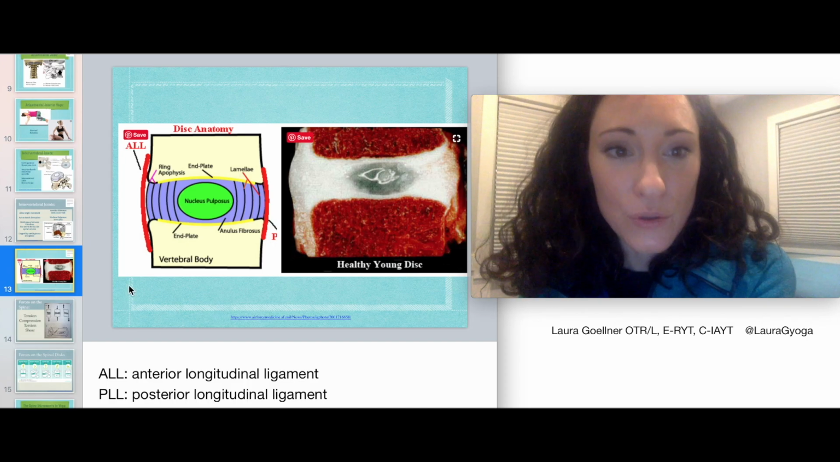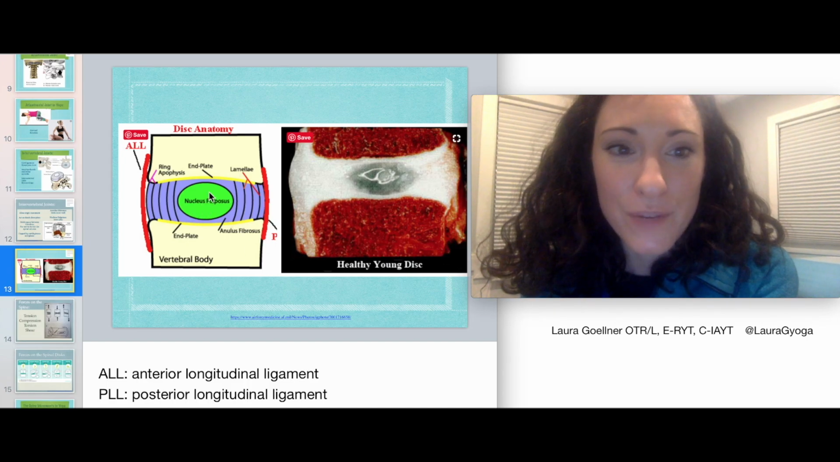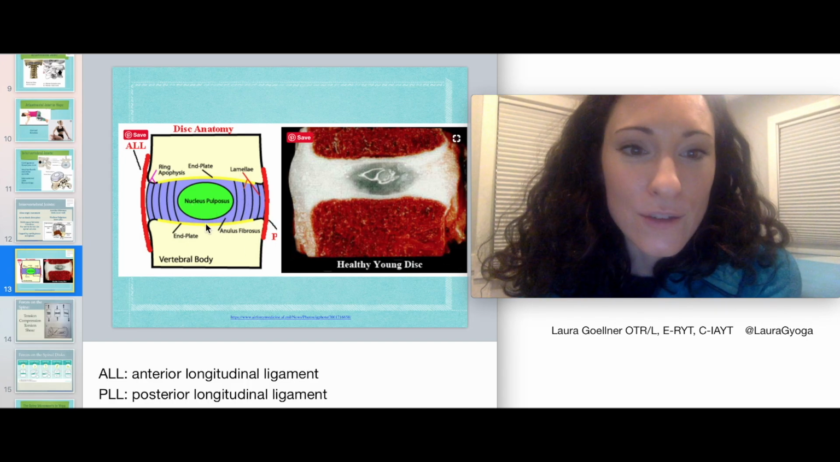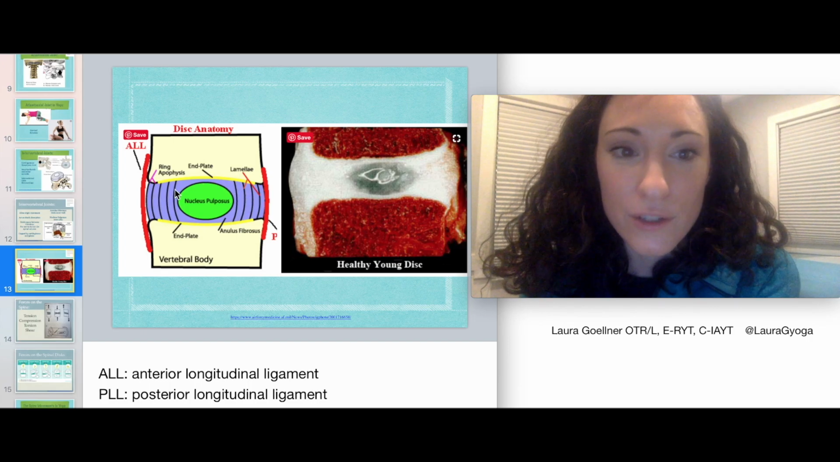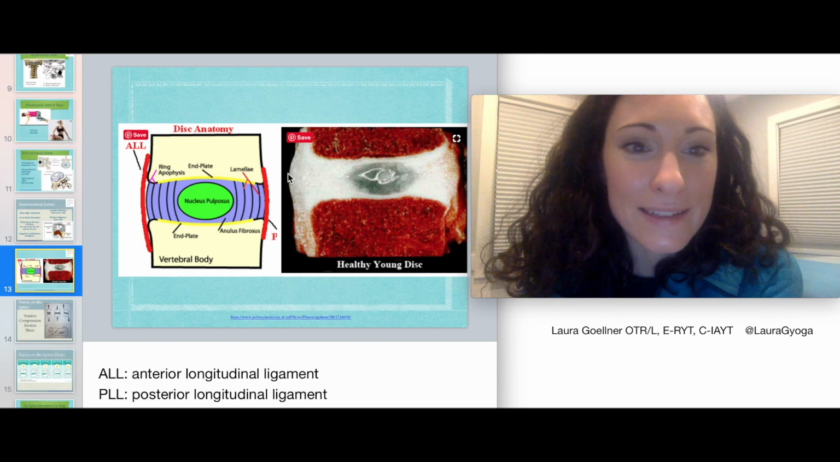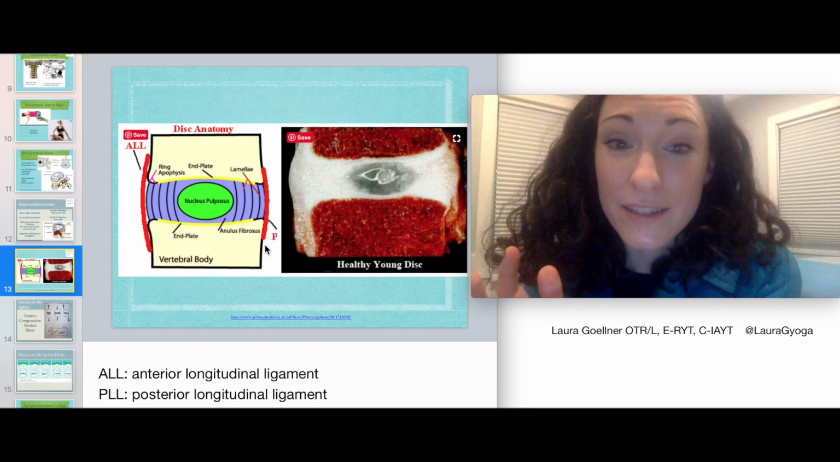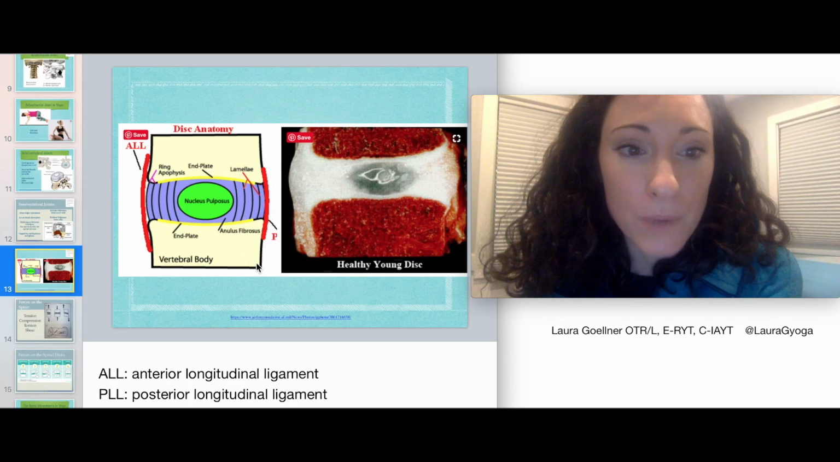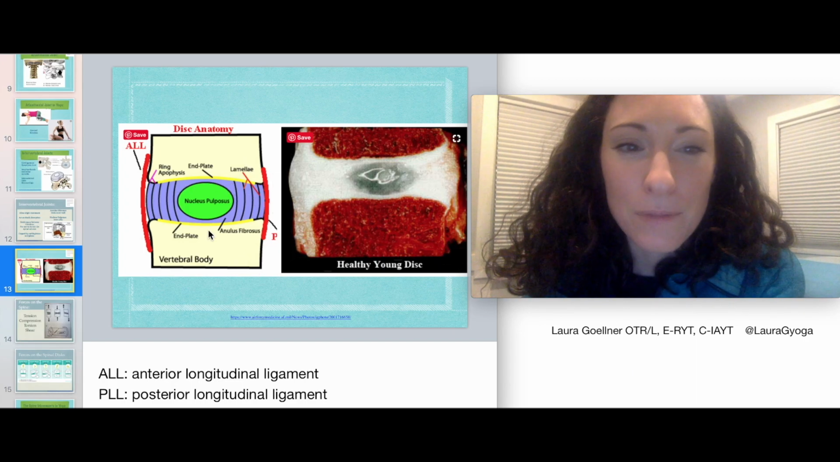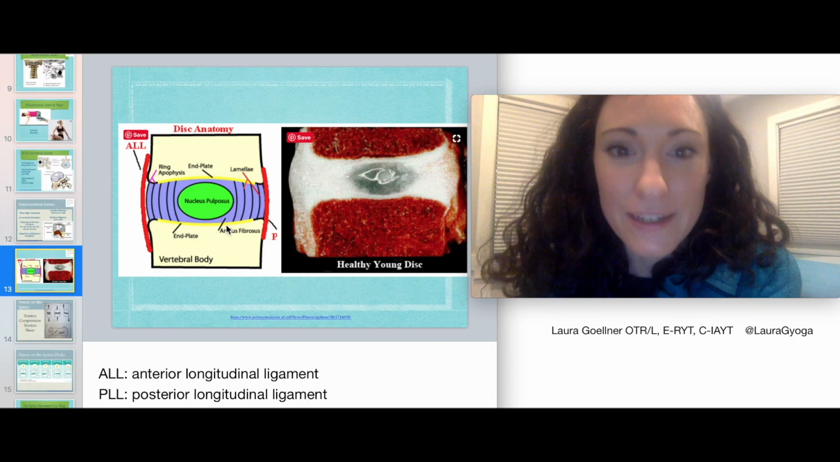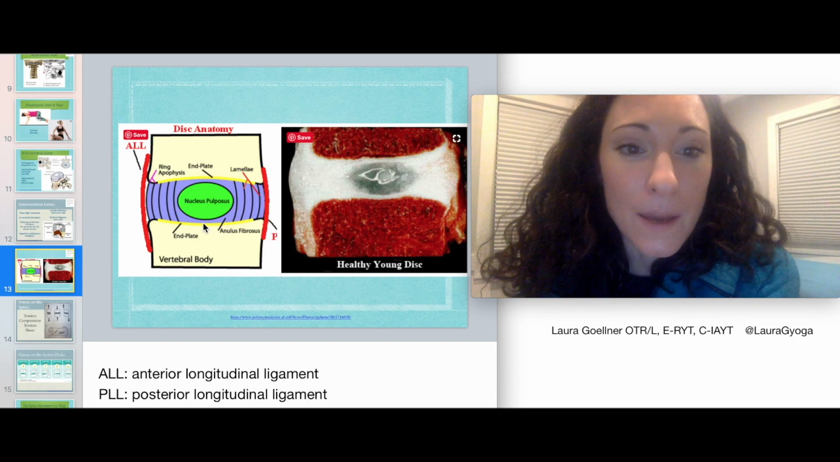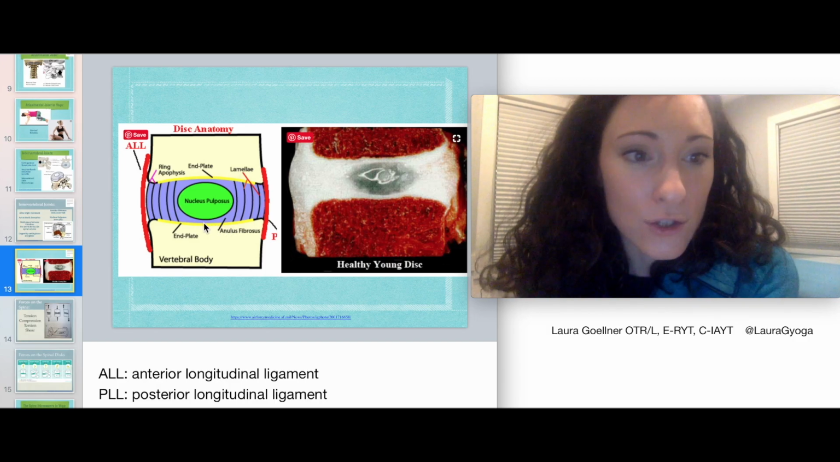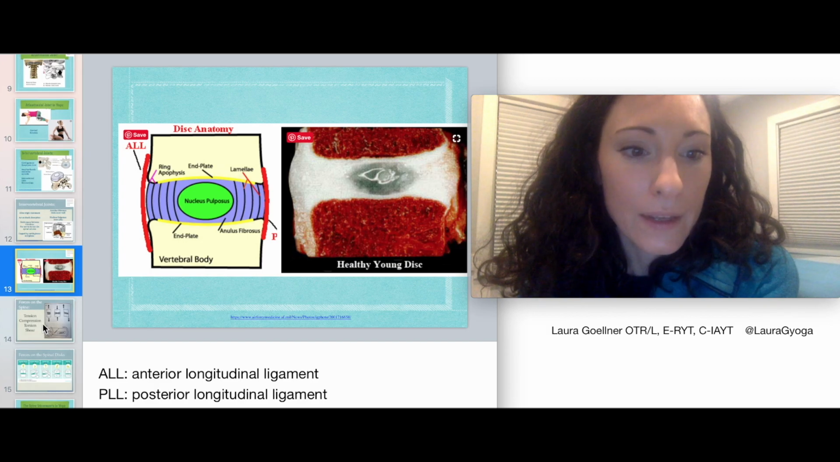Here's another view of the disc, and I like this view because you can see that you have that fibrocartilage encircling that jelly or the pulp in the middle, and then you have ligaments providing support, linking bone to bone, and then you have an end plate on the top and the bottom of the disc, again, adding some structural stability to that disc.